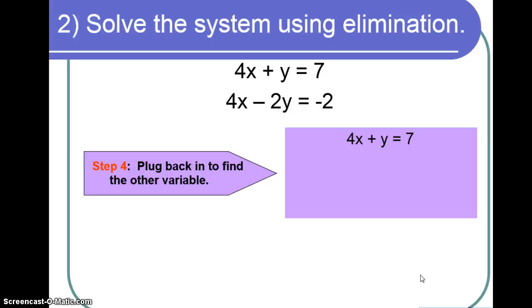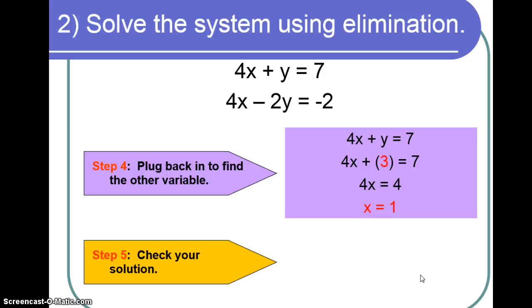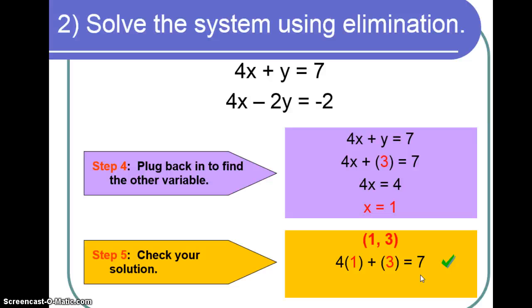Plugging it back in, we have 4x plus y equals 7, or 4 times some number plus 3 equals 7. So 4 times what equals 4? X equals 1. Plugging it back in to check our solution, we have 4 times 1 plus 3 equals 7, and that is true. 4 times 1 minus 2 times 3 is equal to negative 2, which is true. Thus, we do have a solution to the system of equations using elimination.